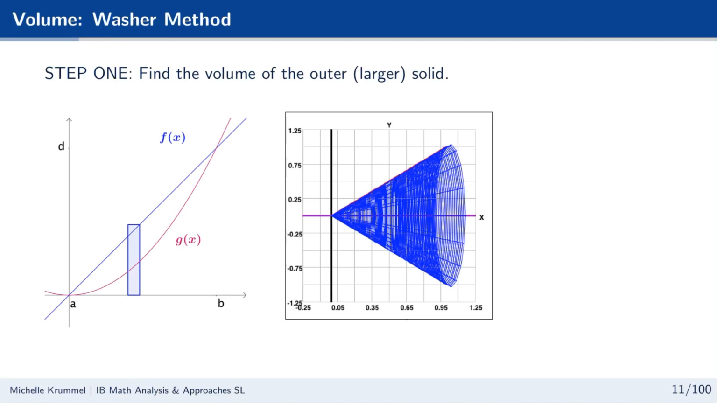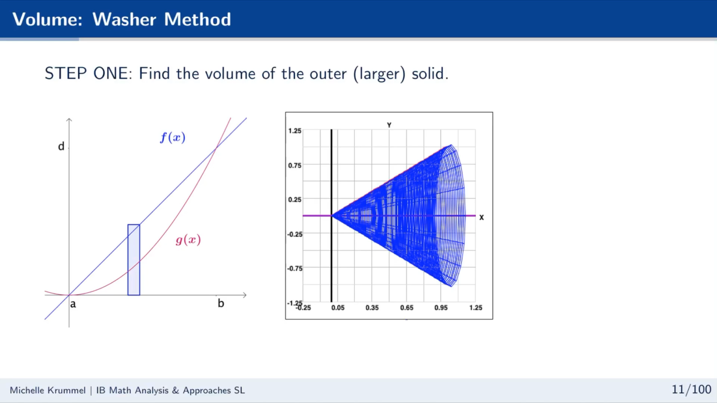Let's consider this problem and break it down. So first we would find the volume of this outer larger solid, the outer disks. And we've got an image on the right to show you what that would look like in 3 dimensions. We have this cone shape.